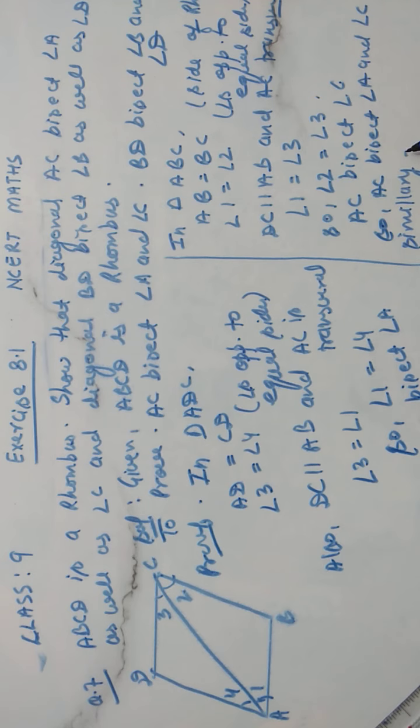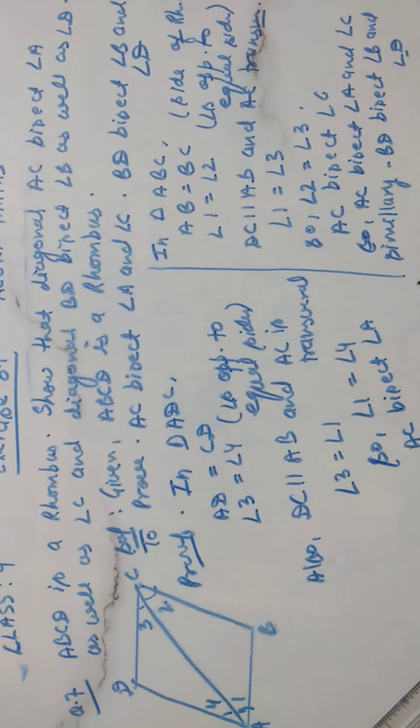Similarly, we can say that BD bisects B and D. We do not need to prove this; we will write it as similarly. So this is our question number 6 and question number 7. The remaining questions we will discuss in our next video. Thank you.